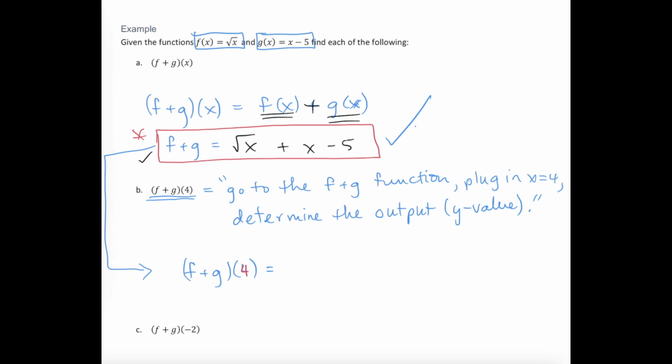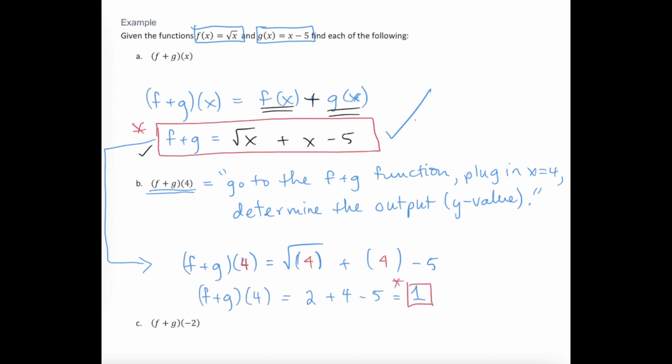So let's do it. Since I'm going to be plugging something in for x, I'm going to first open up an x spot. So we'll say rad x plus x minus 5, and the value that we need to be plugging in for the x is 4. So the f plus g function evaluated at 4 is going to be 2 plus 4 minus 5, which is going to be positive 1. The f plus g function evaluated at 4 is positive 1.